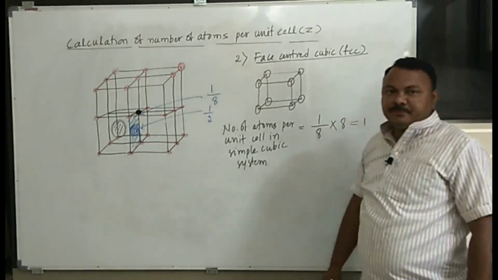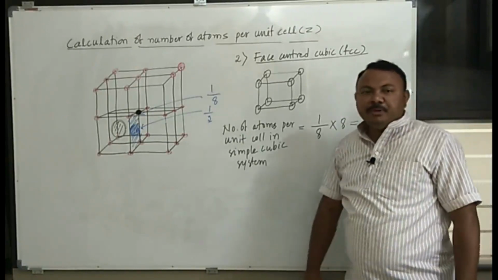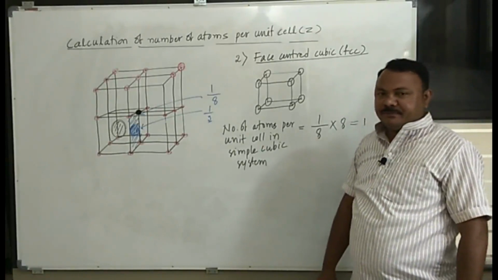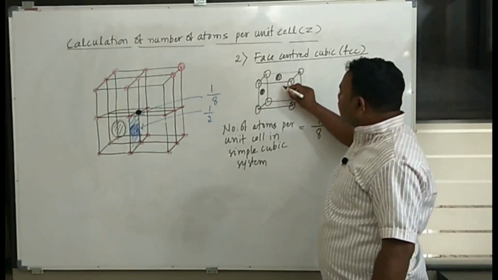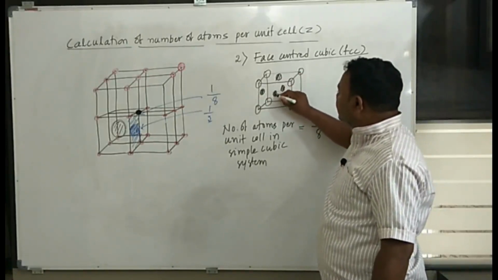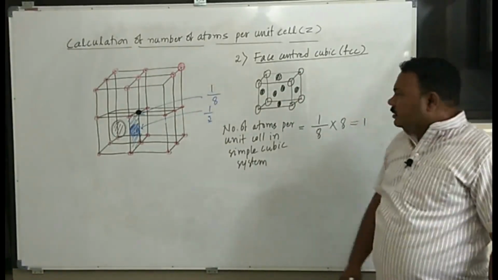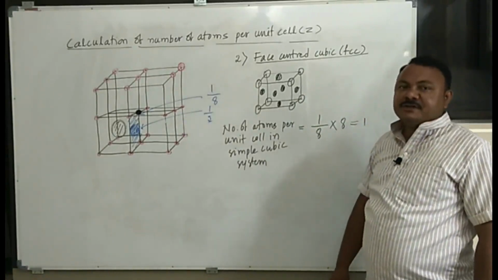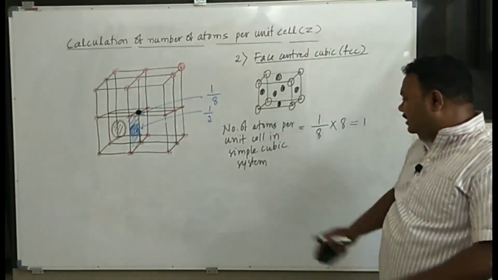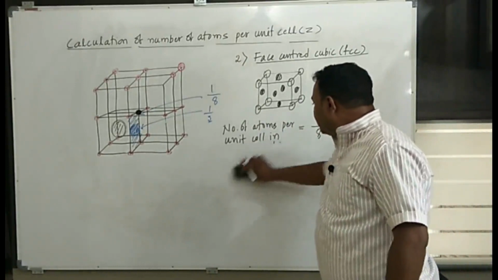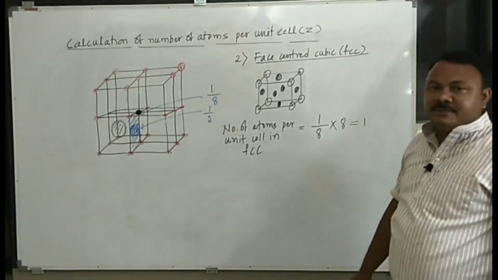Now we are considering the face-centered cubic system, and we go for the calculation of number of atoms per unit cell in it. So this is the face-centered cubic system. The dark colored particles you are observing are the face-centered atoms. Count the face-centered atoms. Totally we have 6 faces, and at the center of each face we have one particle. In short, we write it as FCC.